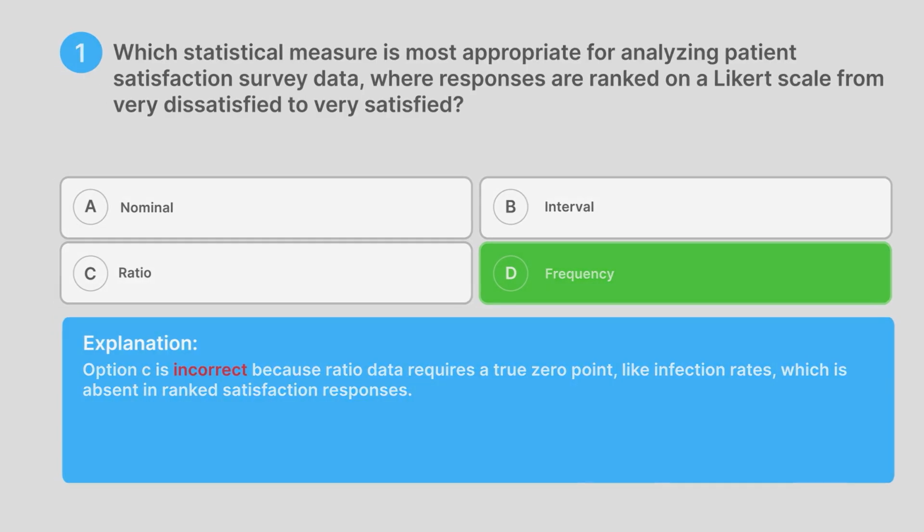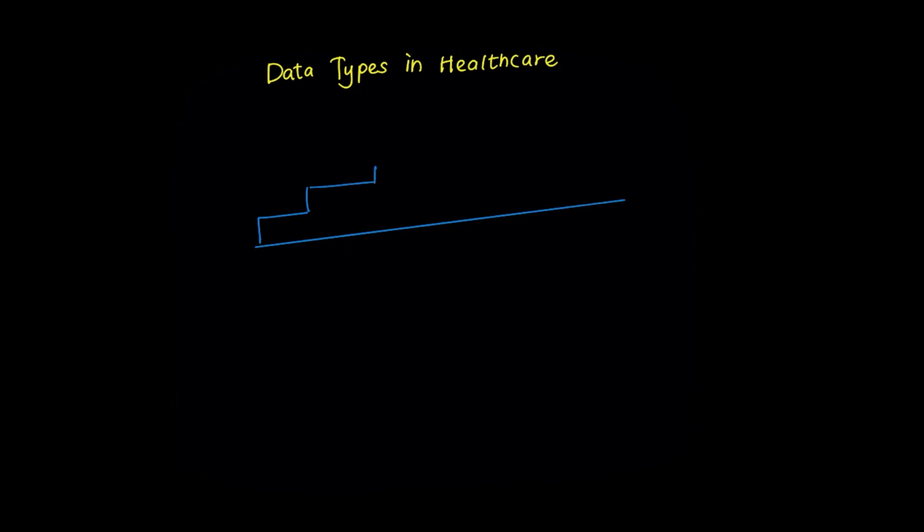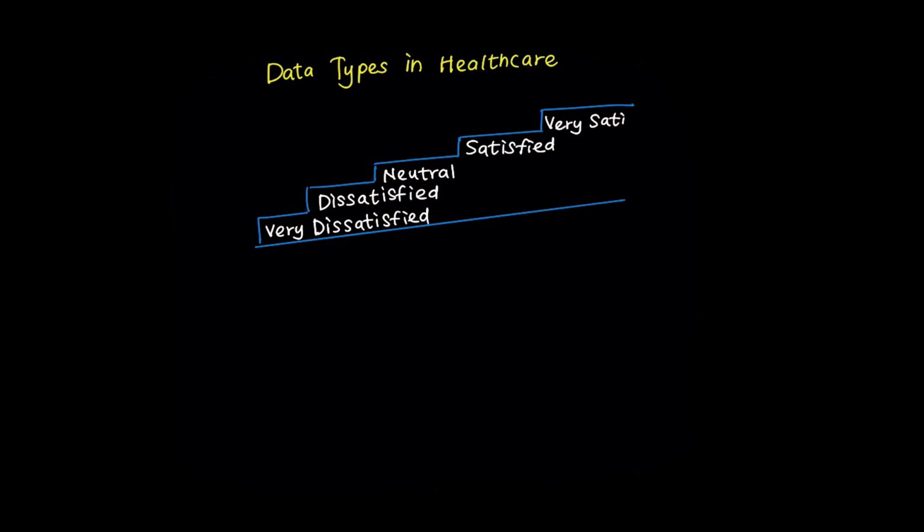satisfaction responses. Alright, let's break down the core concept behind this question about data types in healthcare. When hospital administrators analyse patient satisfaction surveys, they're working with ordinal data, which is data that has a clear order or ranking. Think of it like a staircase where you can tell which step is higher, but the distance between steps might not be exactly the same.